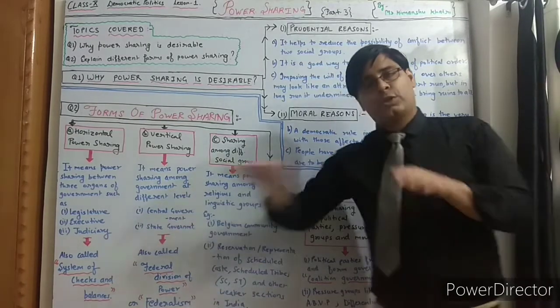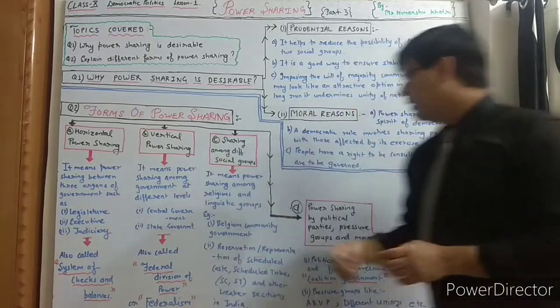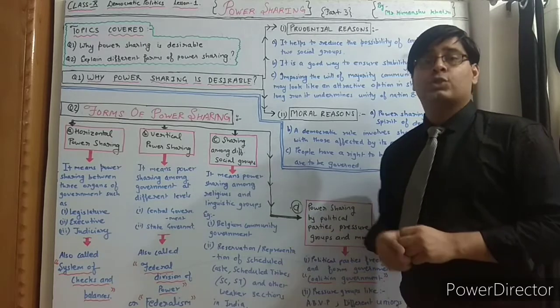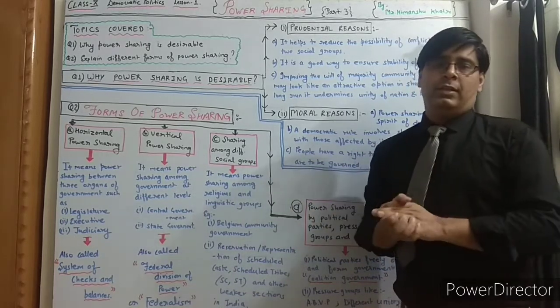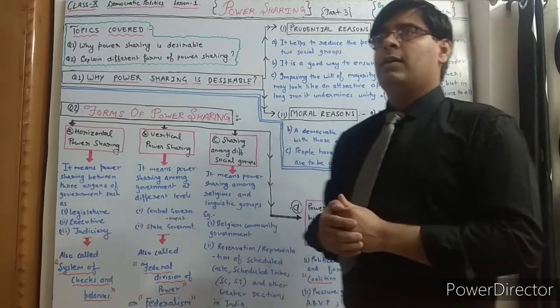Understood? So first was horizontal division of power, second is vertical division of power. Now third is sharing among different social groups. Social groups means society. How to understand this? I have written here.